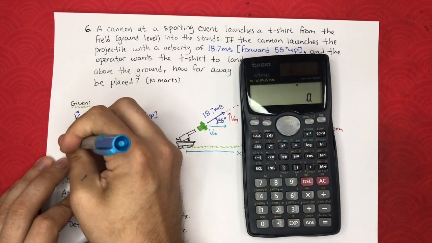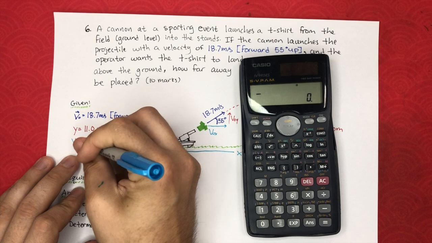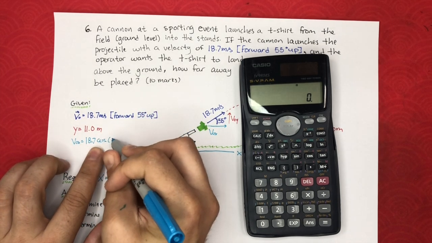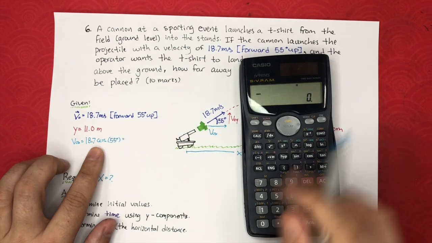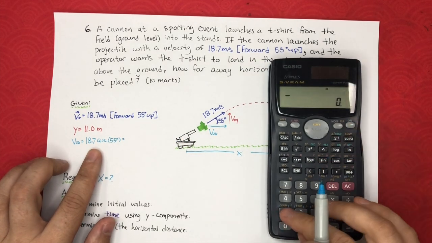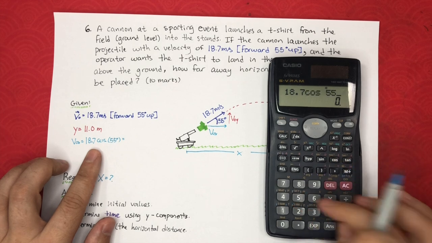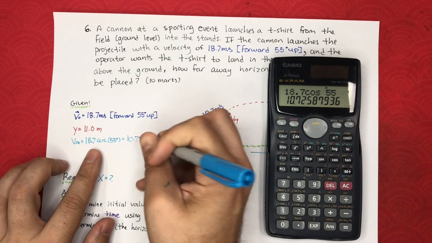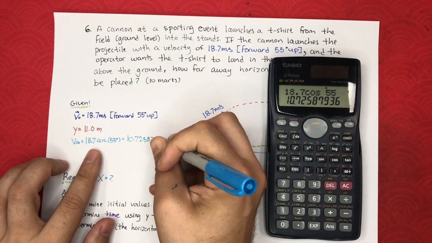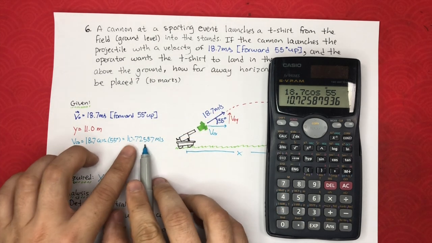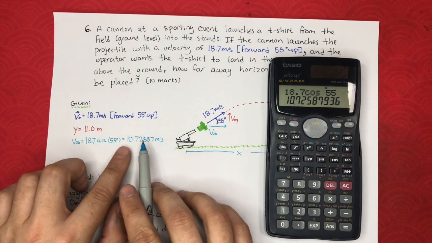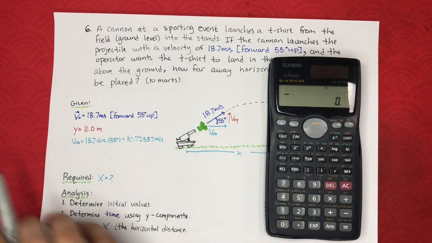So the initial x velocity is going to be given by 18.7 meters per second times cosine of 55 degrees. So put that in your calculator. 18.7 cosine 55 is going to be equal to 10.72587 meters per second. Keep it to more decimal places because we're going to be using this value later on in calculations.